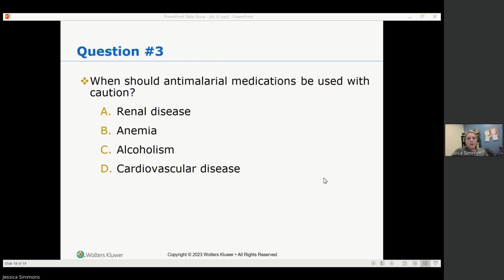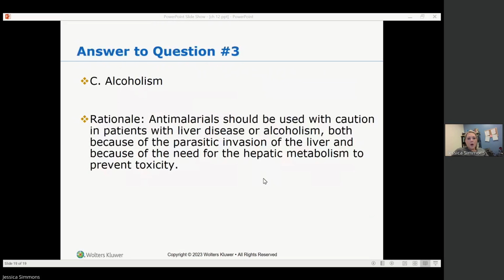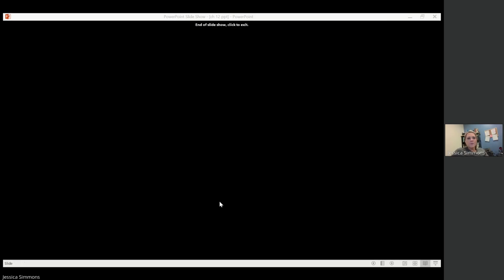When should anti-malarial medications be used with caution? This is alcoholism. Anti-malarials should be used with caution in patients with liver disease or alcoholism, both because of the parasitic invasion of the liver and because of the need for the hepatic metabolism to prevent toxicity. And that is the end of chapter 12. I told you we are going to go through a couple of these really quickly.